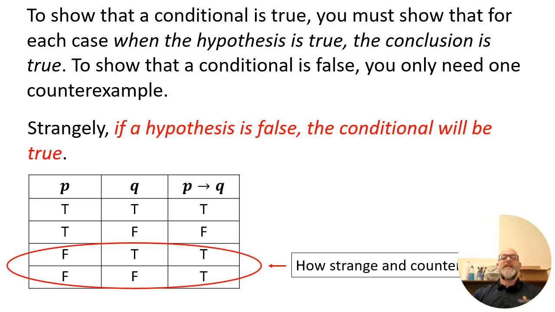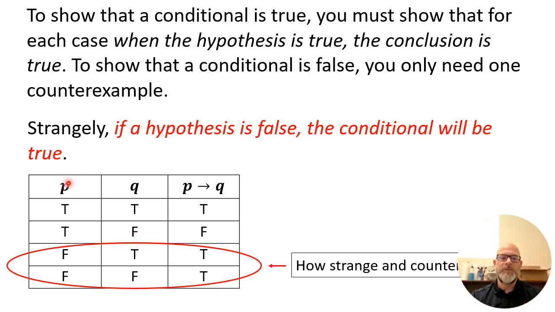All right, to show that a conditional is true, you must show that for each case, when the hypothesis is true, the conclusion is true. To show that a conditional is false, you only need one counterexample. Strangely, if a hypothesis is false, the conditional will be true. How strange and counterintuitive. Stop and look at this slide with me. This is the hardest part of the lesson to accept.